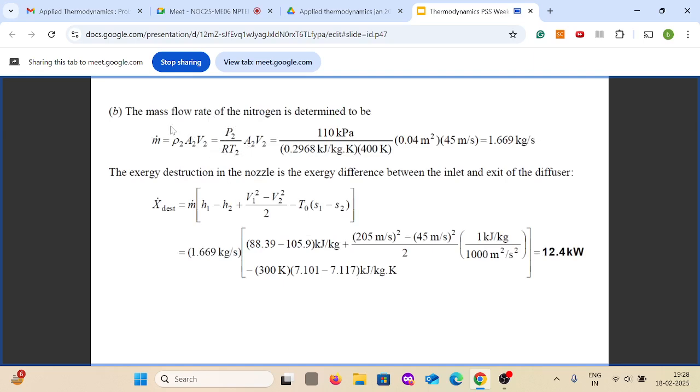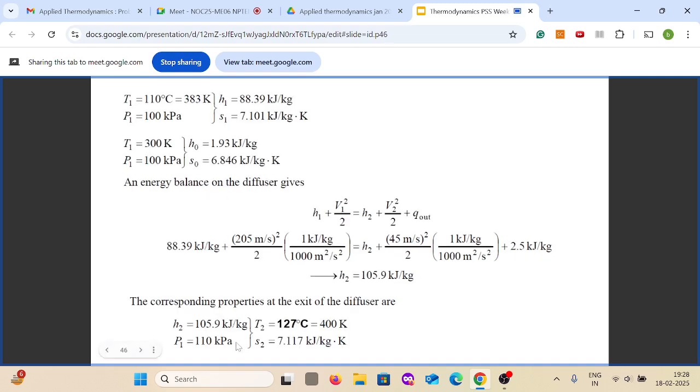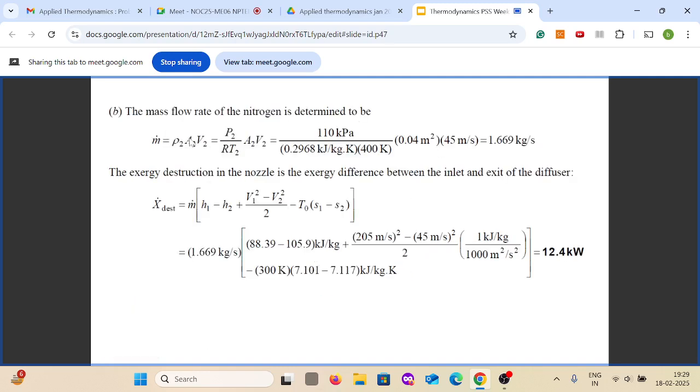Now I can find the mass flow rate of nitrogen. m dot is rho2 A2 V2. I can substitute rho as P2 by R T2, or directly find the density at exit for 110 kilopascal and 400 Kelvin. I get the mass flow rate as 1.669 kg per second.